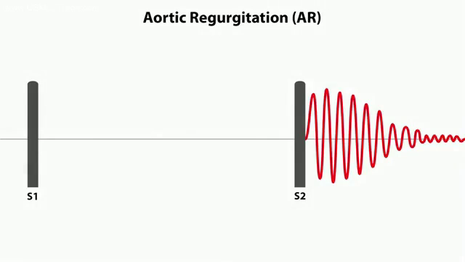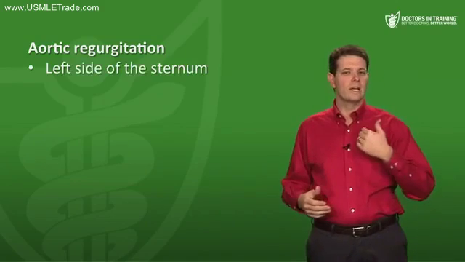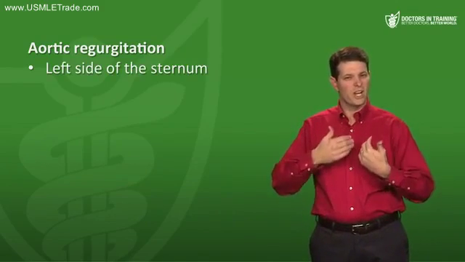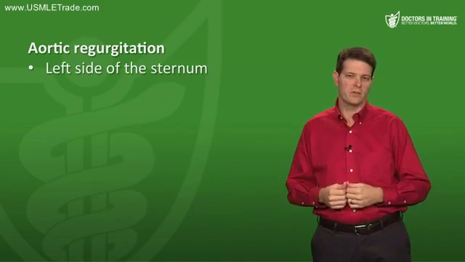Again, think about what's going on during diastole. The aortic valve should be closed, but in aortic regurgitation, as soon as the ventricles start to relax and the ventricular pressure starts to drop, blood starts flowing backwards from the aorta into the left ventricle across that regurgitant aortic valve, and you're going to start hearing that diastolic murmur immediately. Aortic regurgitation is heard loudest along the left side of the sternum because that regurgitant jet of blood is shooting right down into the left ventricle.